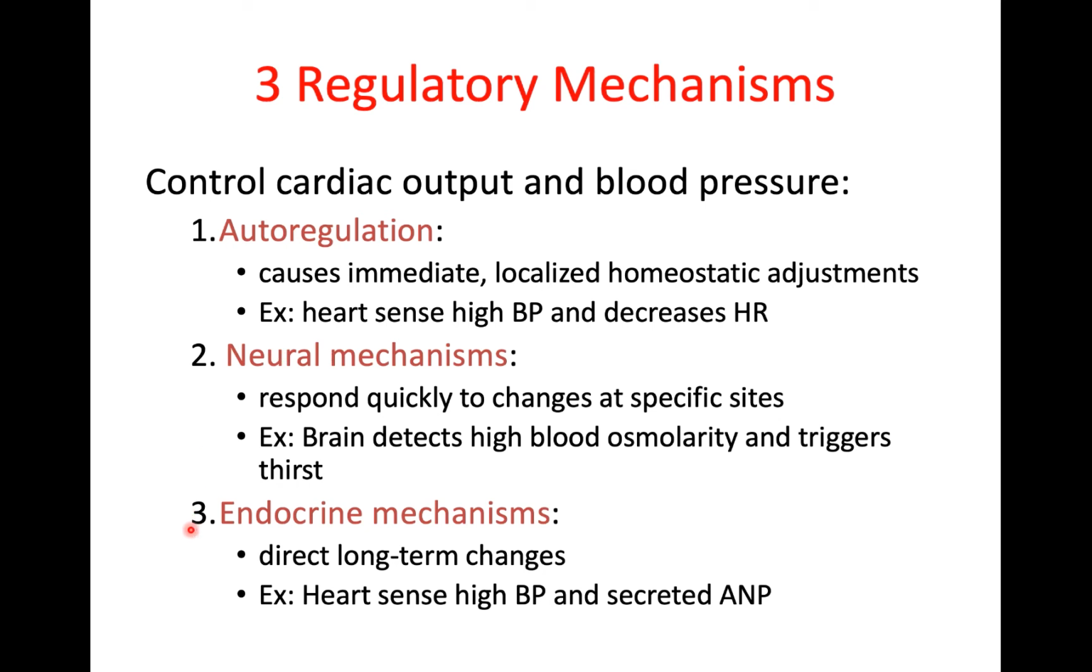The third one is the endocrine mechanism. The word endocrine always means hormones. So the endocrine mechanism will control long-term changes by secreting hormones. Hormones have the ability to change the function of organ systems, and one of the hormones that we're going to talk about is ANP, atrial natriuretic peptide. I will go over the function of it in a future PowerPoint in this section. But right now, just know that hormones can also control cardiac output.